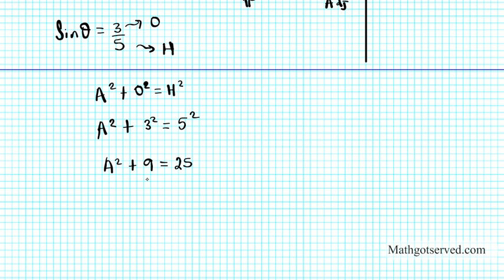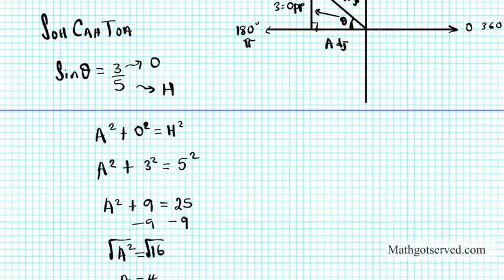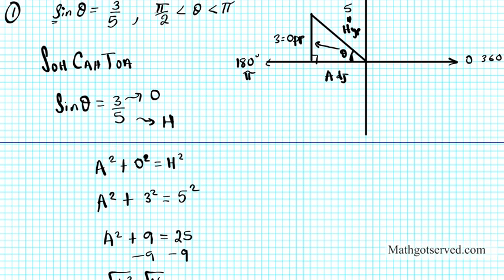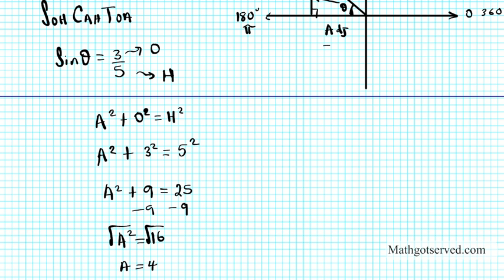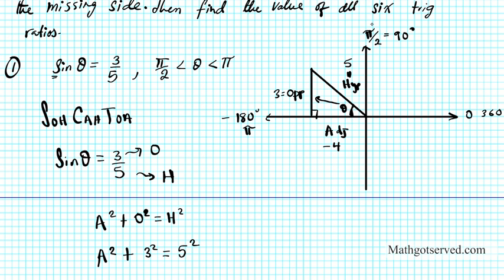So we're now going to get a by itself. We'll subtract 9 from both sides. And then we'll have a squared equals 16. We'll take the square root of 16. A is going to be 4. Okay, so that's the length of the adjacent. Now, since we're going 4 units to the left, as we're going to the negative x, that means our adjacent is actually going to be negative 4. Okay? Because we're going to the left. Remember, this is your negative x, this is your positive y, positive x, and negative y. Okay? All right. So with that in mind, we now have all 3 sides.